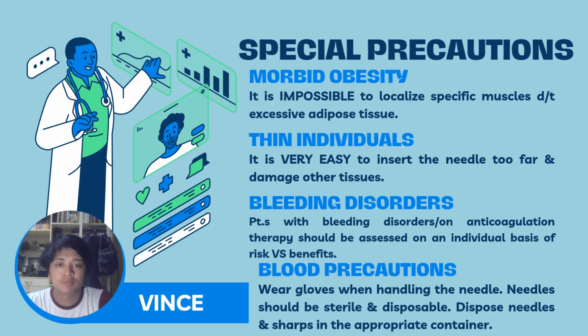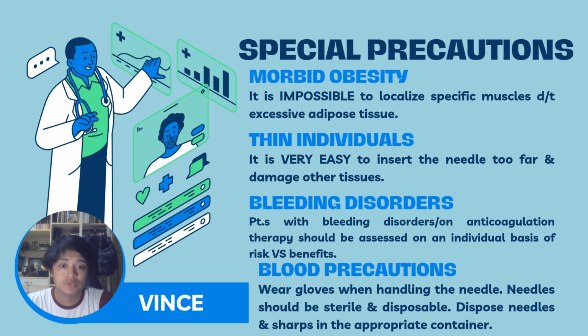Now we move on to the special precautions. First is morbid obesity. It is impossible to localize specific muscles due to excessive adipose tissue, or fat tissue to be exact. Next is thin individuals. It is very easy to insert the needle too far and damage other tissues. This is mostly a problem for EMG, since EMG is the one that uses needle electrodes.